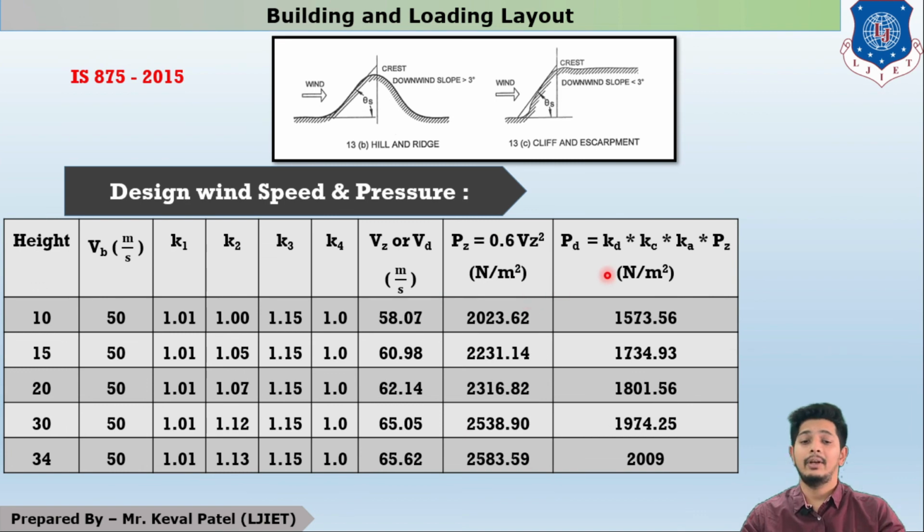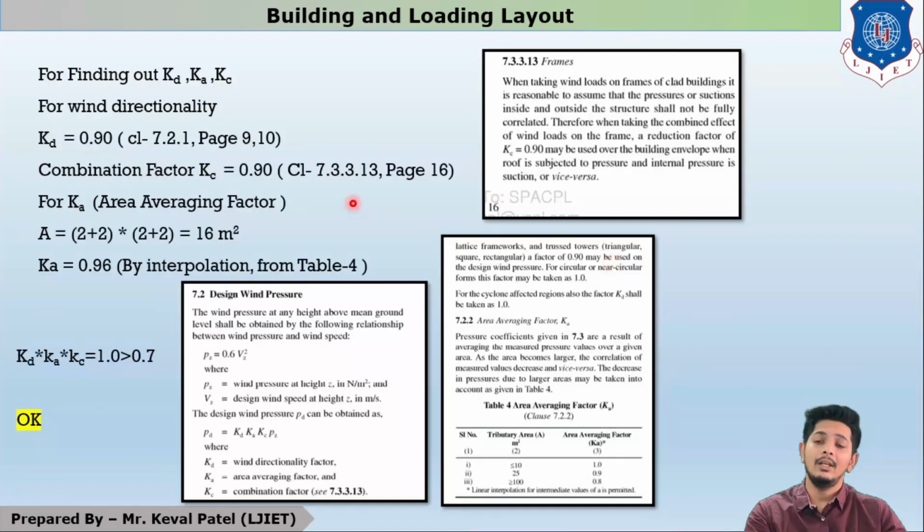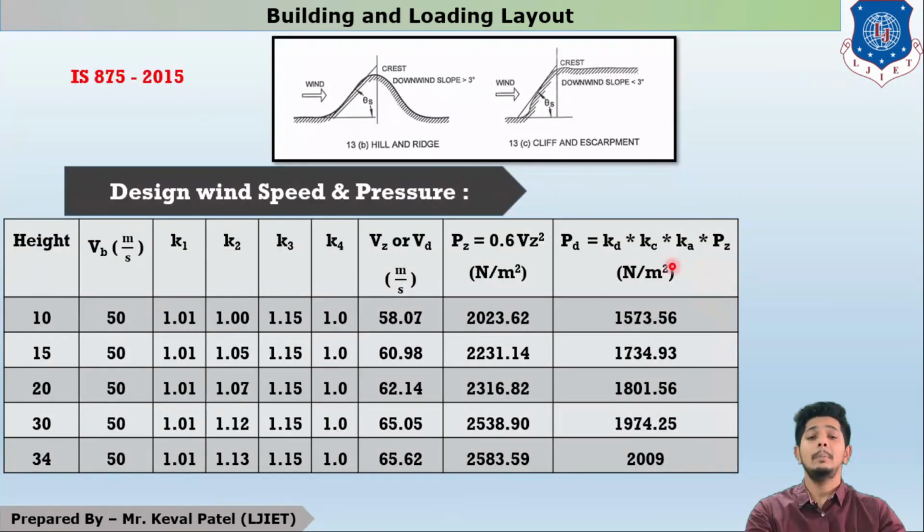And from that I will find the Pd value. Pd is nothing but Kd into Ka into Kc into Pz. So I have got Pz from 0.6 Vz square, and I have got Kd, Ka and Kc, so I can find that. Here I have taken Kd as 0.90, Kc as 0.90 and Ka as 0.96. All three values of Kd, Ka and Kc will be constant throughout this table, but the Pz value will change in all rows. That is why the value changes in all rows.